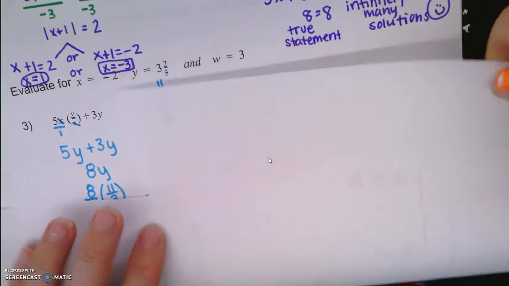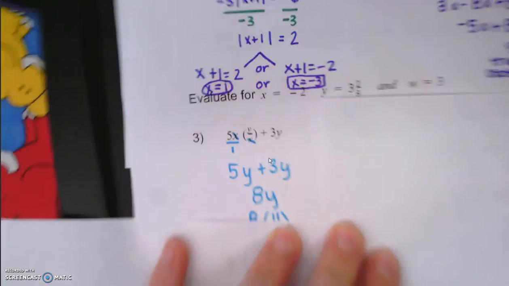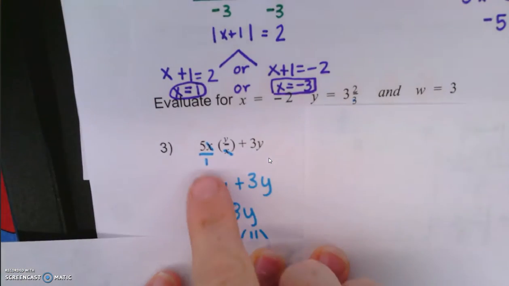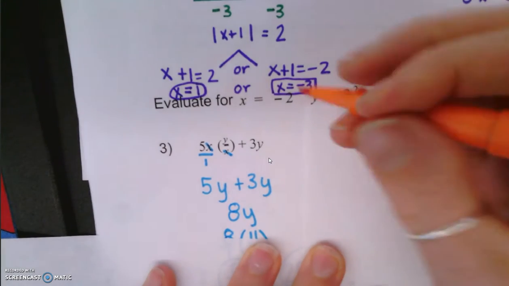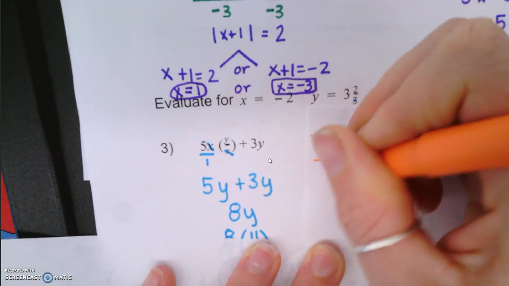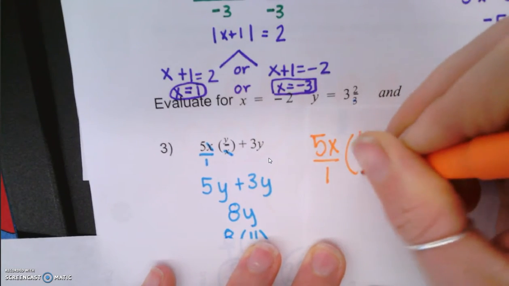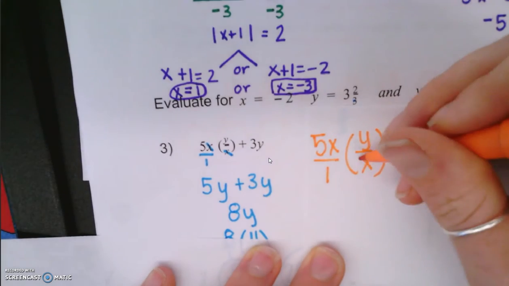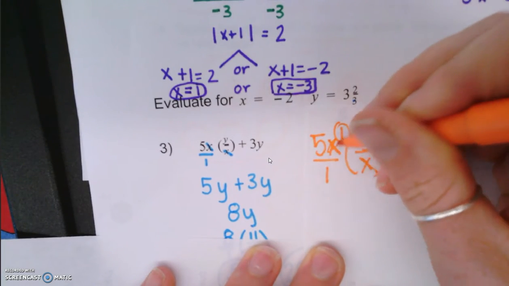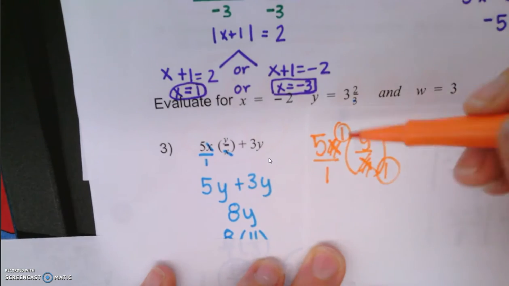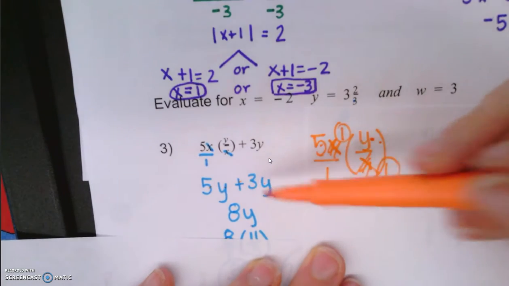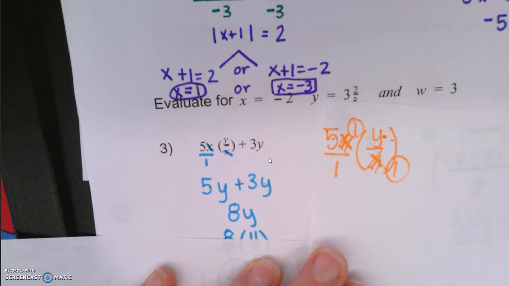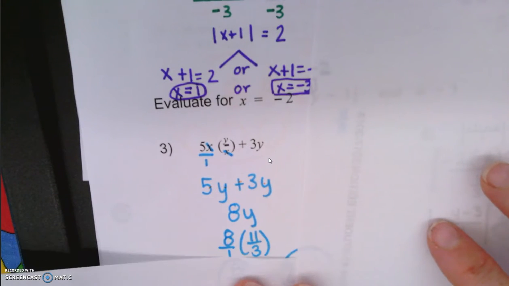Okay, looking at number 3. Number 3 started with 5x times y over x. So when I'm looking at that, I think of 5x over 1 times y over x. Notice this x and this x cancel out to make 1, and I'm just left with 5 times y. When I have that, I get 5y plus 3y, which I can simplify to be 8y, combining like terms.